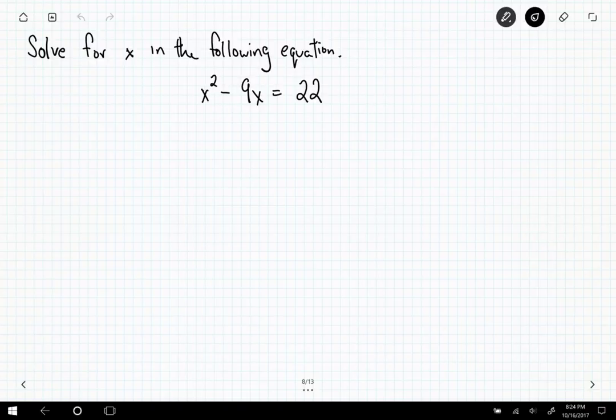X squared minus 9x equals 22. So you might be thinking linear equations and things like that. This is a little bit different. This is actually a quadratic equation. The reason why we can tell it's a quadratic is that you have that square. So that square right there and all the rest are linear, so this is a quadratic.